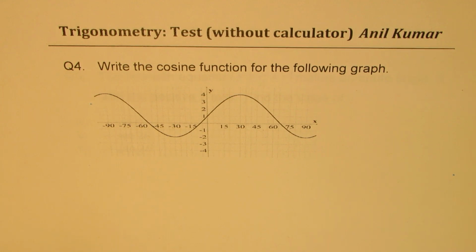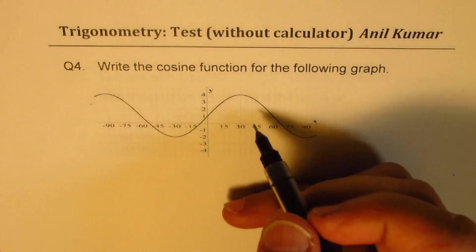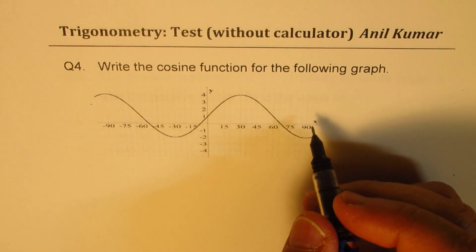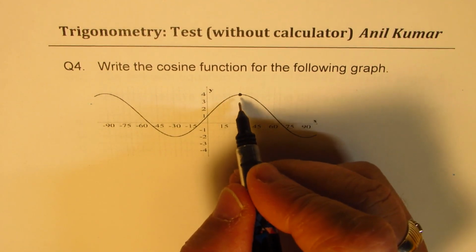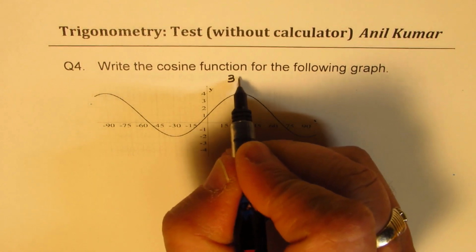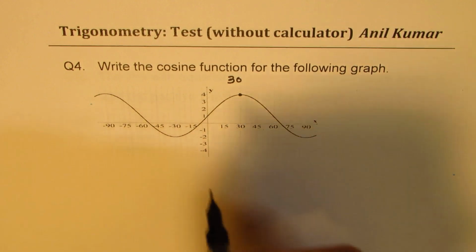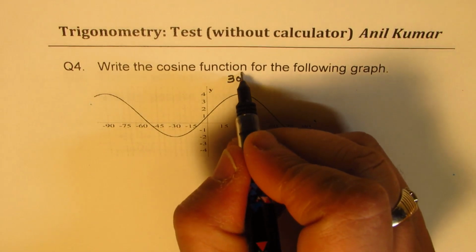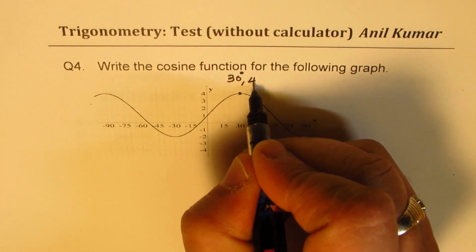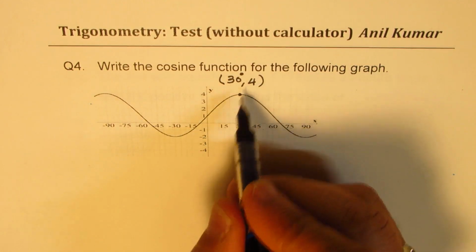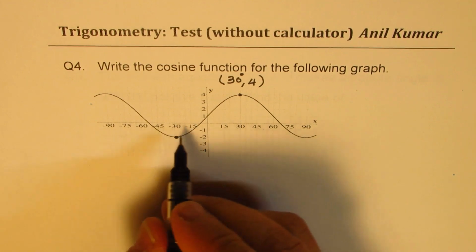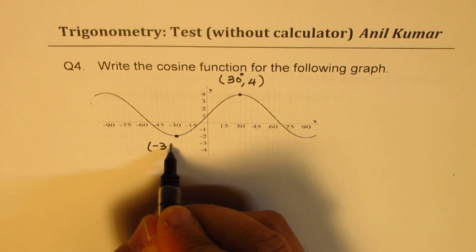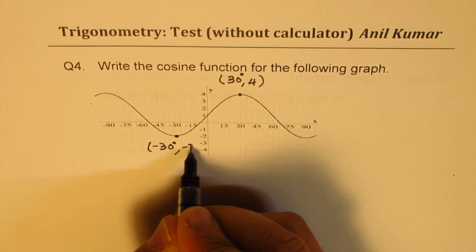Write the cosine function for the following graph. Okay. So let's look into the time period of this particular graph. So we have a maximum here. Let me write down these values. This maximum is at 30 degrees, right? So I've not mentioned degrees, but let me write 30 degrees and 4. So we're going to use this point. And on this side, we have a minimum, which is at minus 30 degrees, and the value is minus 2.